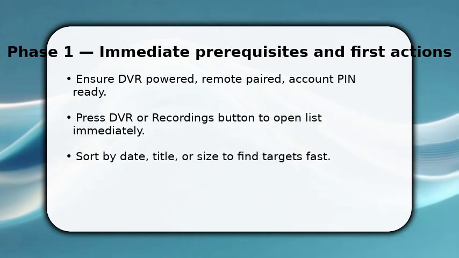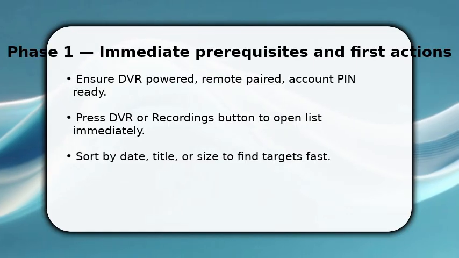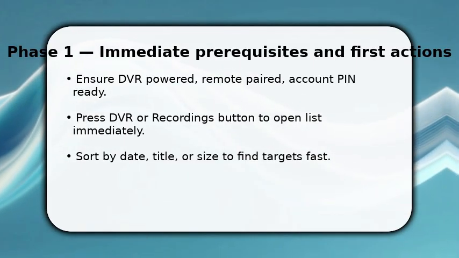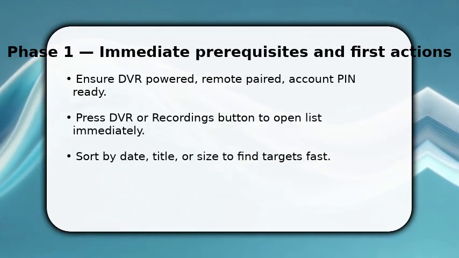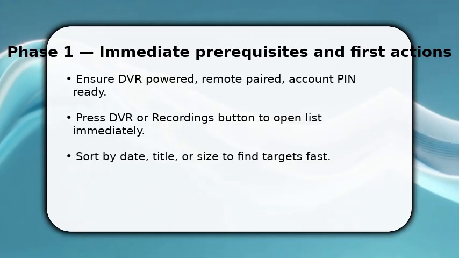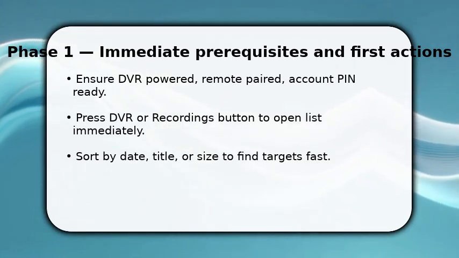You start by opening the recordings list now. Make sure the DVR is powered and your remote is paired, and have your account PIN ready. Once done, press the DVR or recordings button to show saved programs. This is faster than navigating nested settings.